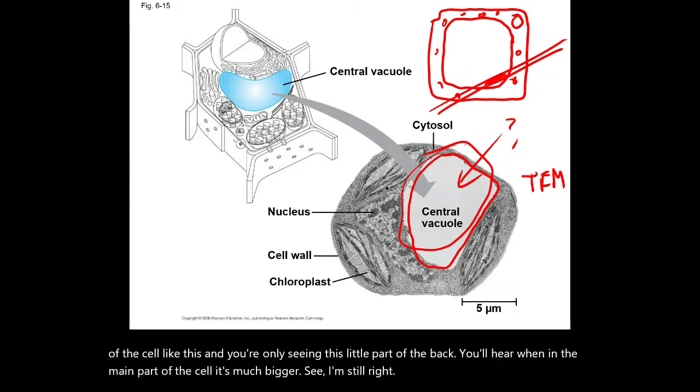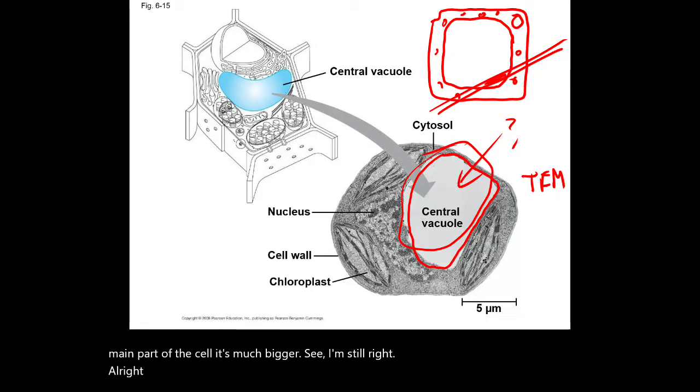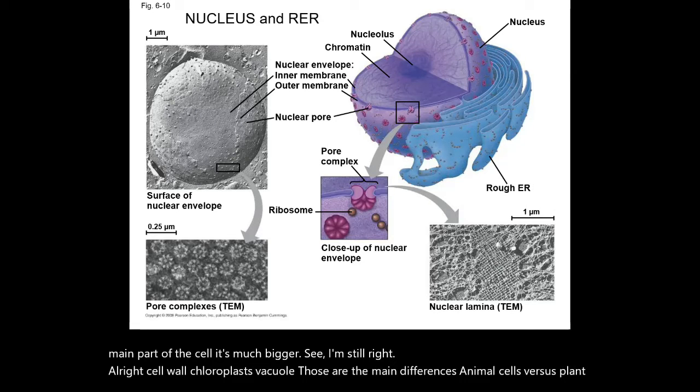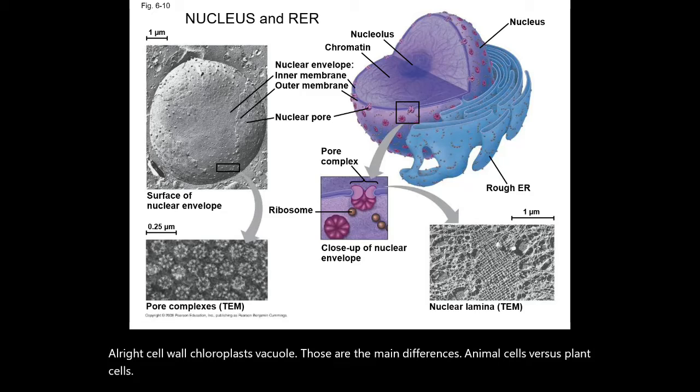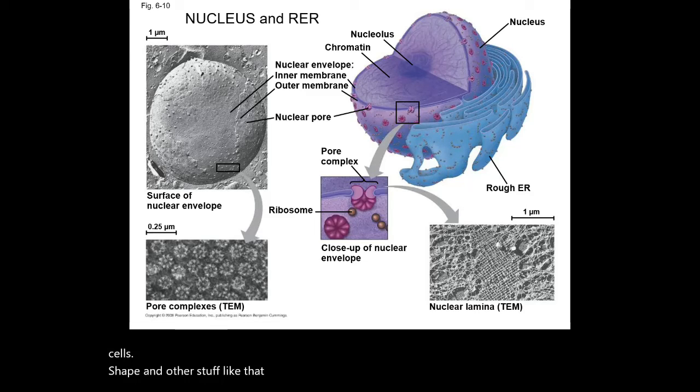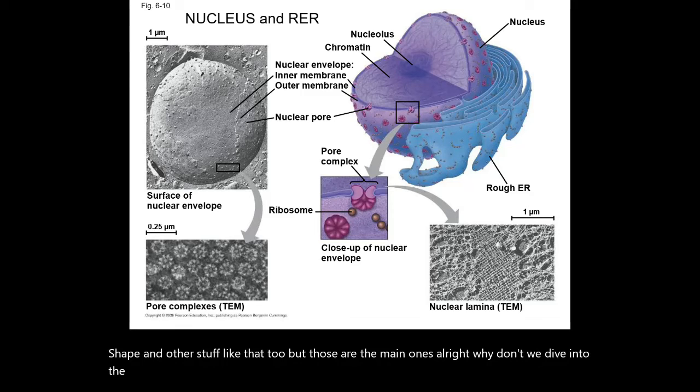Anyway, all right, so cell wall, chloroplast, vacuole, those are the main differences, animal cells versus plant cells. Shape and other stuff like that too, but those are the main ones. All right, why don't we dive into the organelles? And the first organelle we're going to talk about is the nucleus.